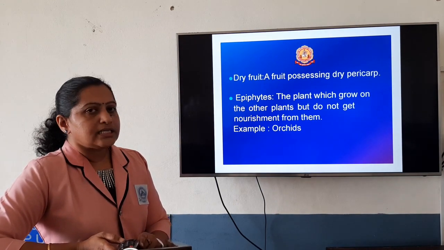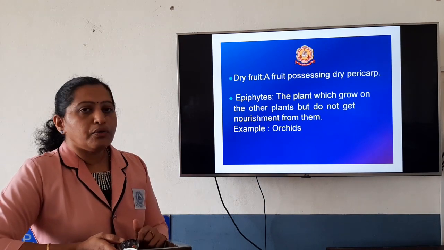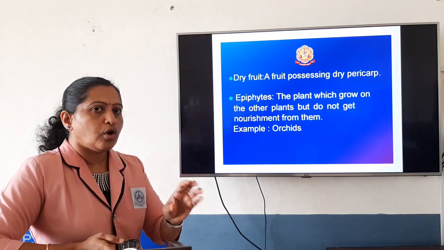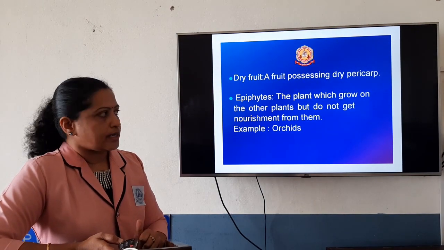Epiphytes. Epiphytes are the plants which grow on the other plants, but they do not take nutrition from them. They just grow on the other plant, but they will not take up the nutrition. Example, orchids.